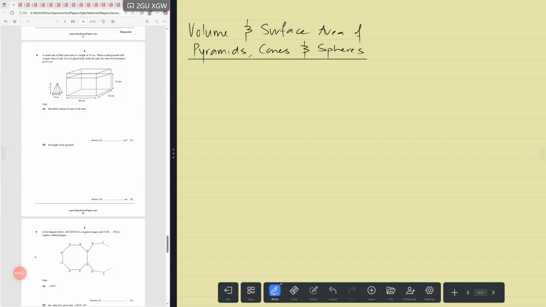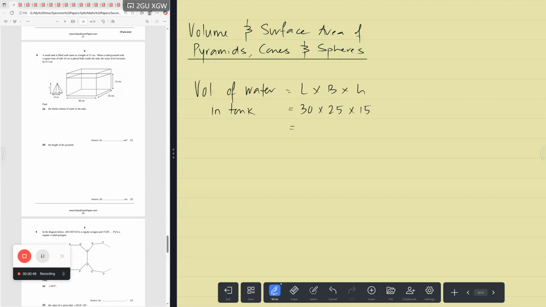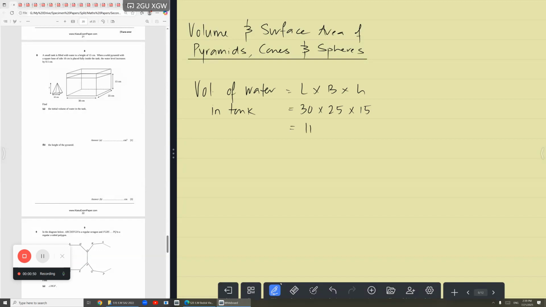Okay, so the volume of water in the tank, which is filled up to 15 cm height, is obtained by taking length times breadth times height, right? So in this case, it will be 30 times 25 times 15 cm. Using our calculator, what we'll get for the volume of water in the tank is simply 11250 cubic centimeters. This is an exact value, so just leave it as it is. All right, so this is part A.